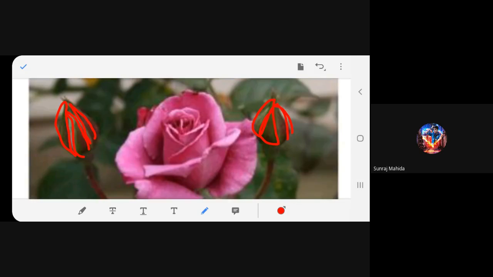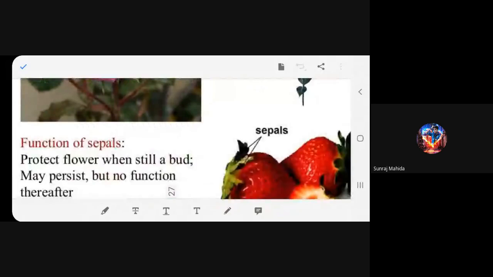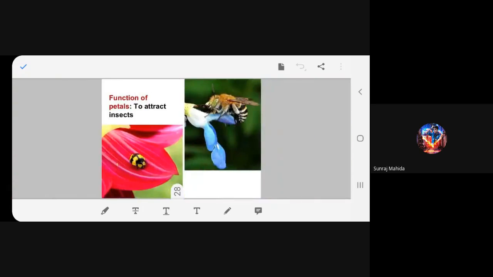Okay, fine. So now you got what is called sepals. So what is the function? It is protecting the flower when it is very small, and it may be there but there is no function thereafter. So the function of the sepal is only present when the flower is in a very bud condition. It's a very small flower in the form of a bud. Then and only then the sepal has a function. Thereafter, it does not have any function. Is it understandable, beta?